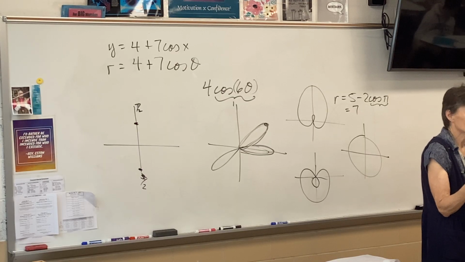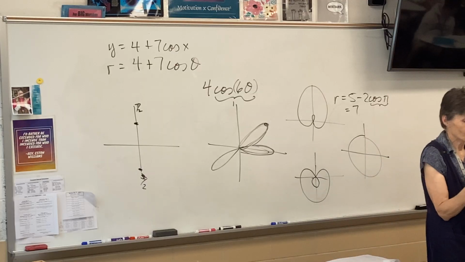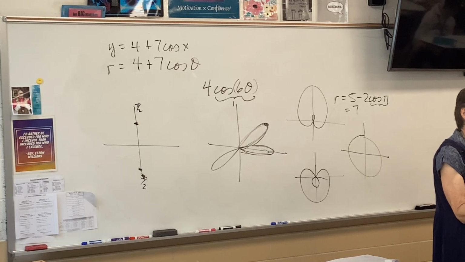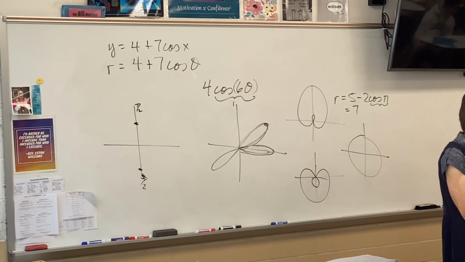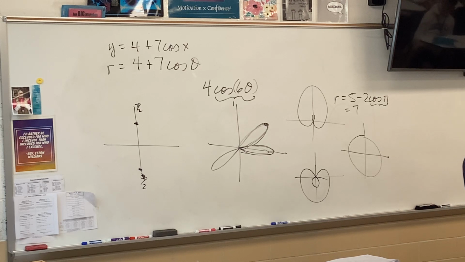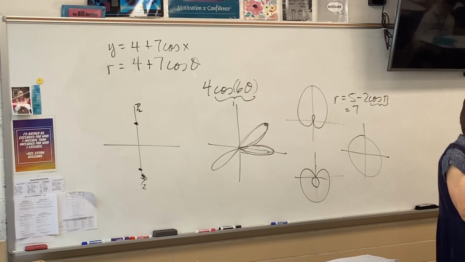Alberto's nodding. He thinks that's a true statement. Why, Alberto? If you have an odd number, it stays the same, but if you have an even number, it doubles. Exactly. So the only way to have 10 petals would be to have your coefficient be 5. If your coefficient were 10, you'd have 20. So you are right, it is impossible.